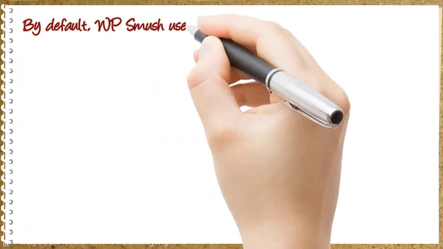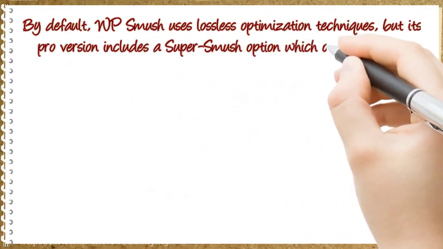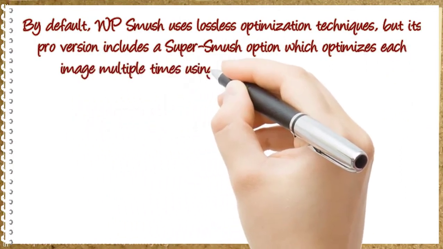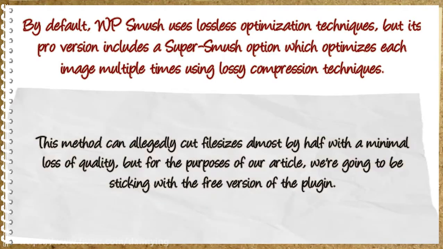By default, WP Smush uses lossless optimization techniques, but its Pro version includes a Super Smush option which optimizes each image multiple times using lossy compression techniques. This method can allegedly cut file sizes almost by half with a minimal loss of quality, but for the purposes of our article, we're going to be sticking with the free version of the plugin.